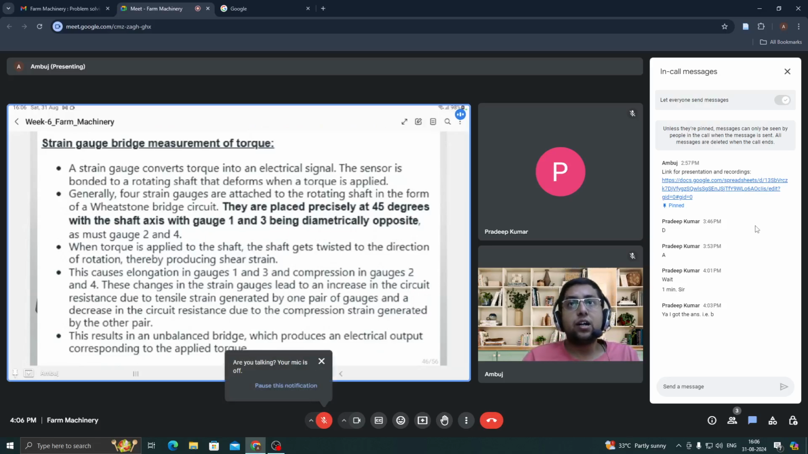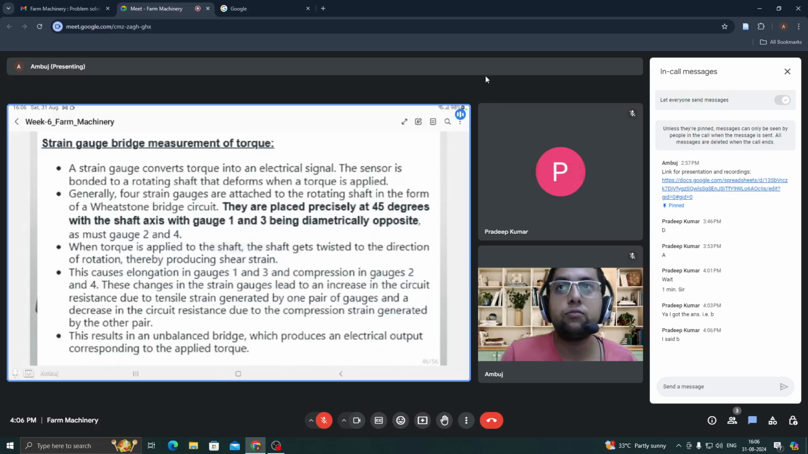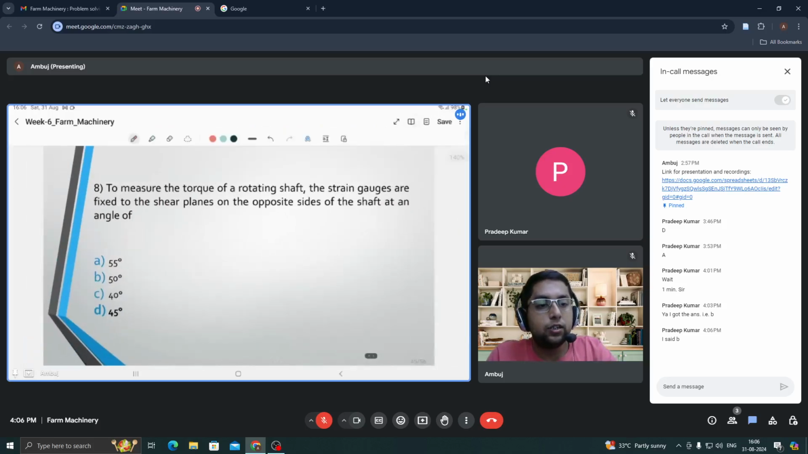Sensor is bonded to a rotating shaft. It deforms when the torque is applied, and four strain gauges are attached to the rotating shaft in the form of a Wheatstone bridge. They have to be placed precisely at 45 degree with the shaft axis, with gauge 1 and 3 being diametrically opposite. I'll just draw the configuration.